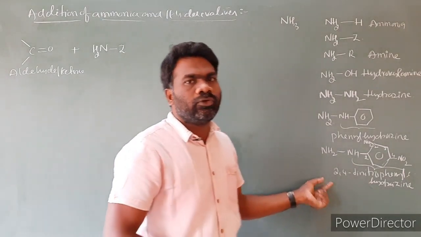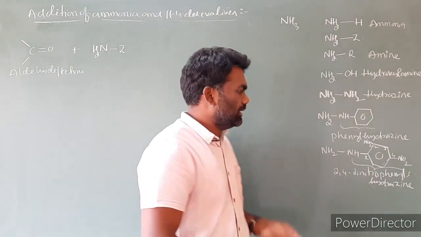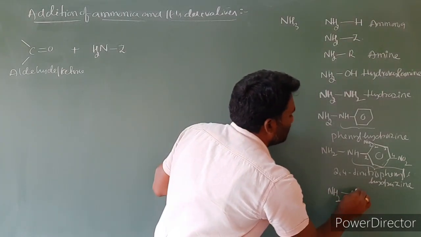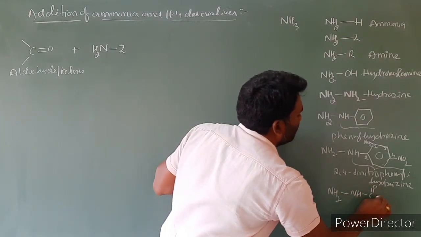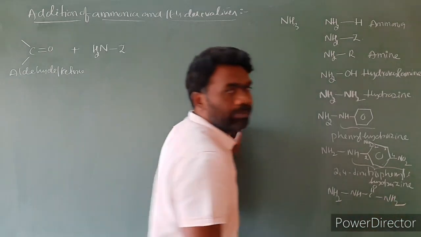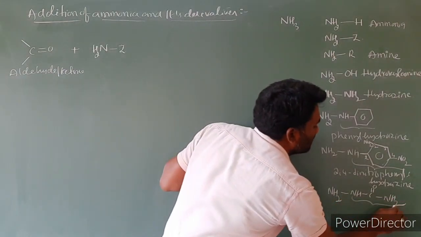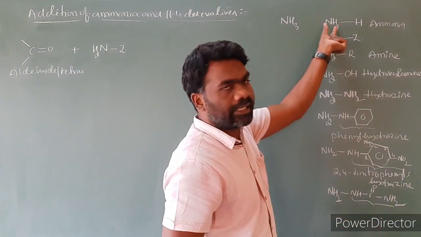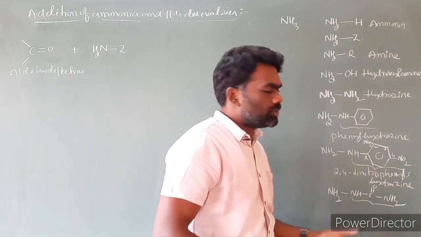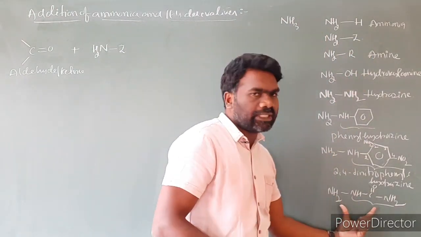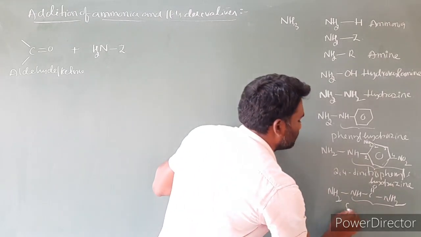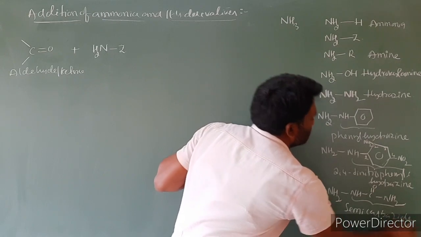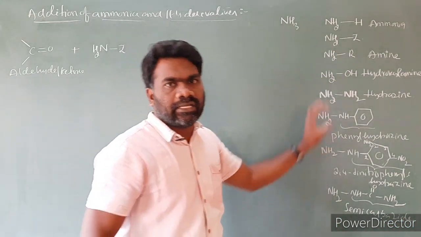In the place of Z, this group I called 2,4-dinitrophenylhydrazine. In the place of Z, if I wrote this group, NHC double bond O, NH2, NH2 remains common in all cases, and Z I am changing. This molecule is called a semicarbazide. So these are all representations of Z.